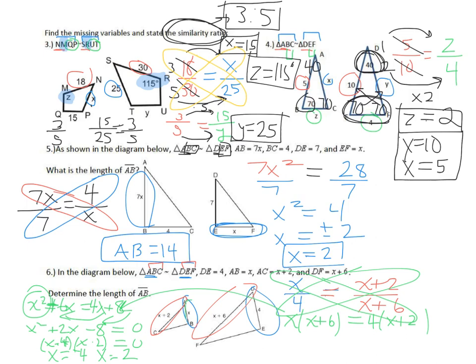Let's look back at the diagram and see if both of those are going to make sense. Again, since x is one of the side lengths, we can't have a negative. So the solution for x is 2, but then the question wanted us to find AB, and that's just x. So the answer to AB is just 2.